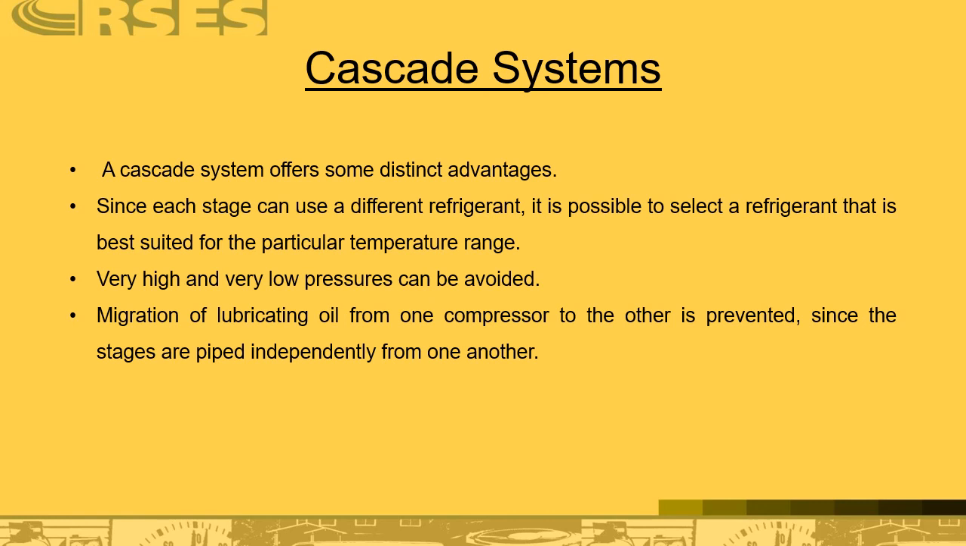Cascade systems offer some distinct advantages. Since each stage can use a different refrigerant, it's possible to select a refrigerant that is best suited for a particular temperature range. Very high and very low pressures can be avoided. Migration of lubrication oil from one compressor to the other is prevented since the stages are piped independently from one another.